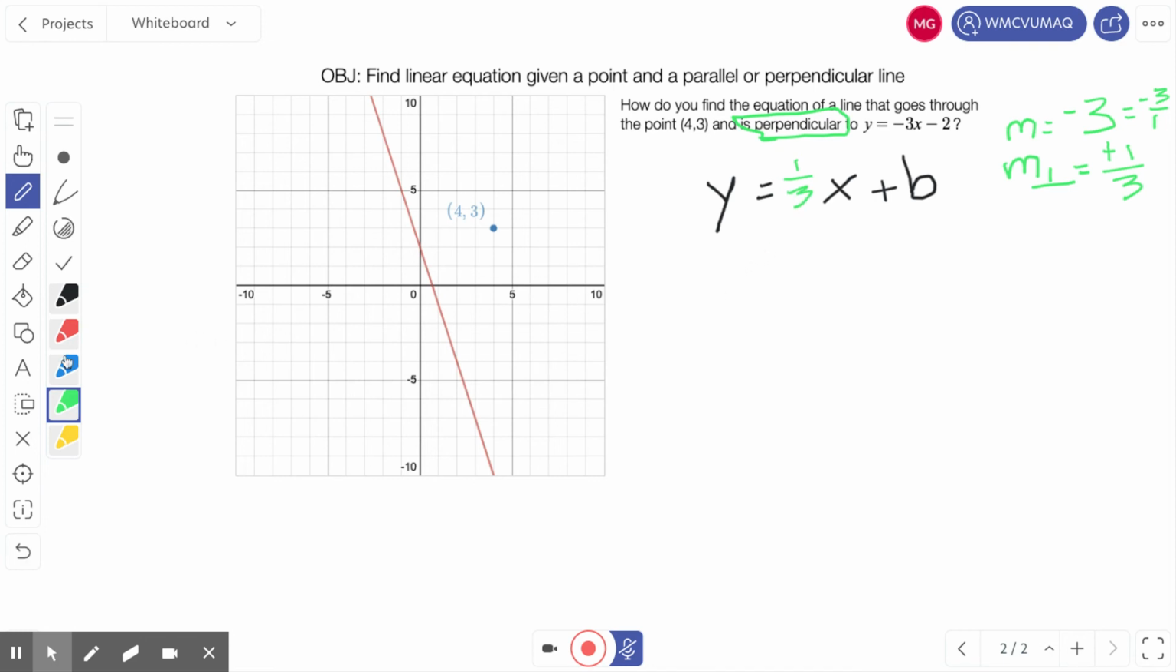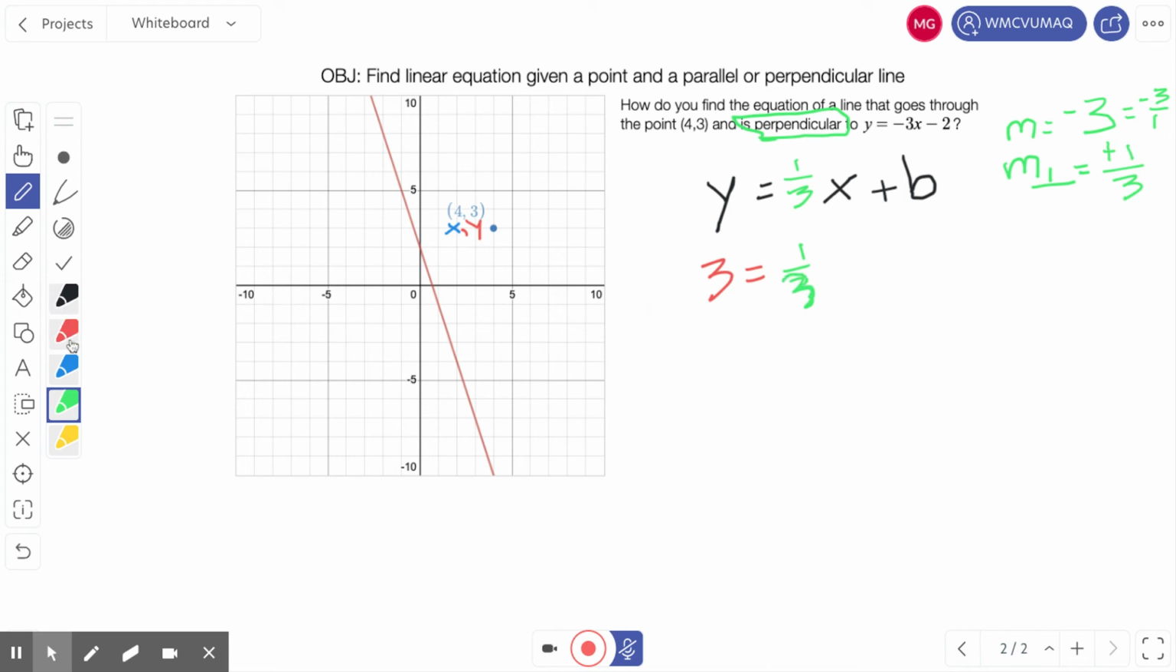Now we do the same thing we did in the last question. Our 4 is the x value because we go right 4 spaces. Our y is 3. The first number is always x, the second number is always y. And now we just substitute again. So our y is 3, so let's put that: 3 equals, we have 1/3 as the slope of this line.